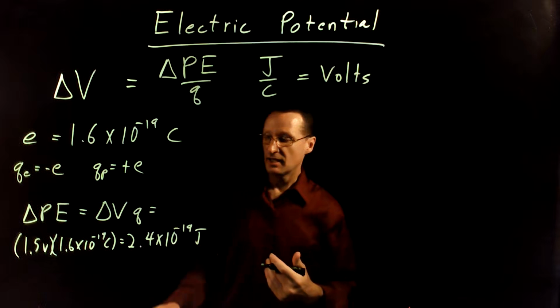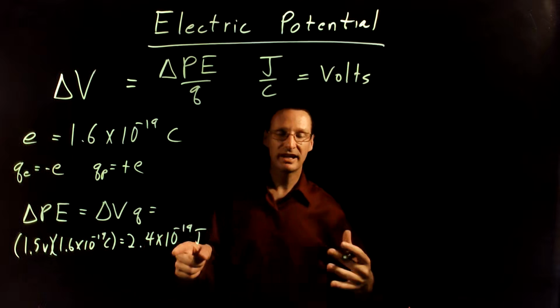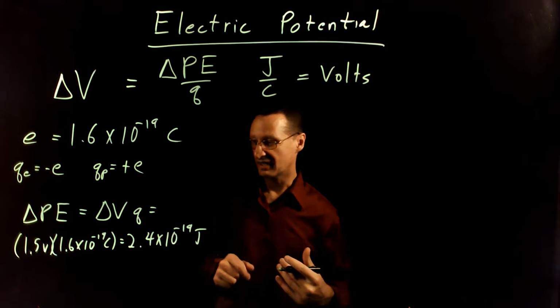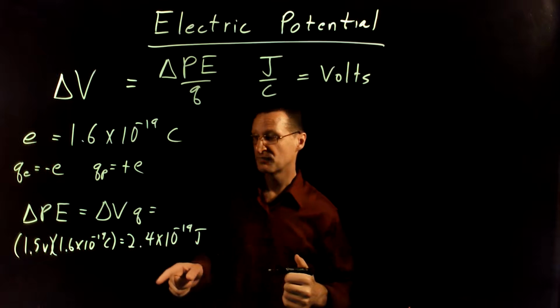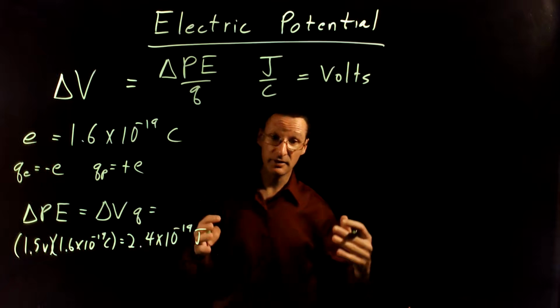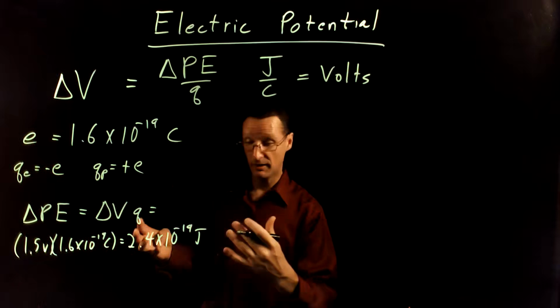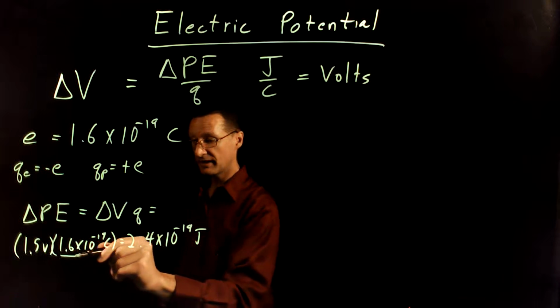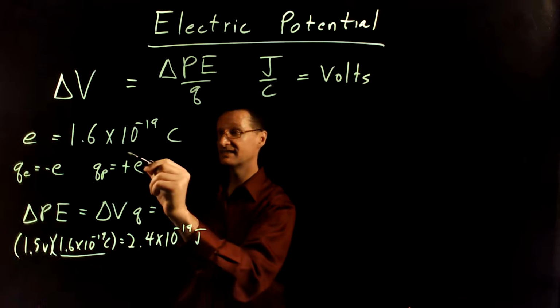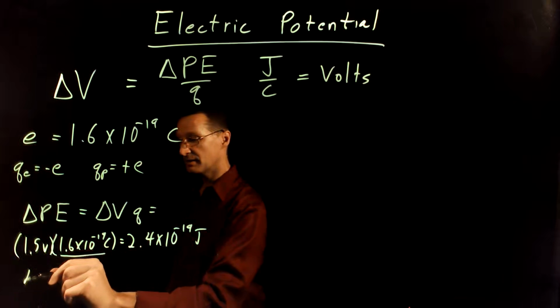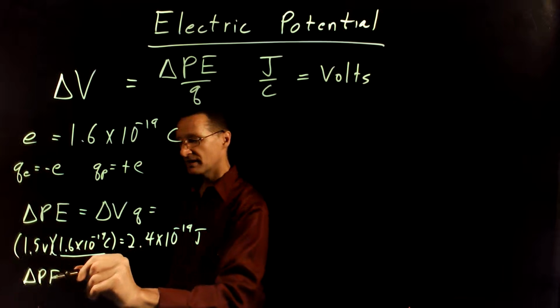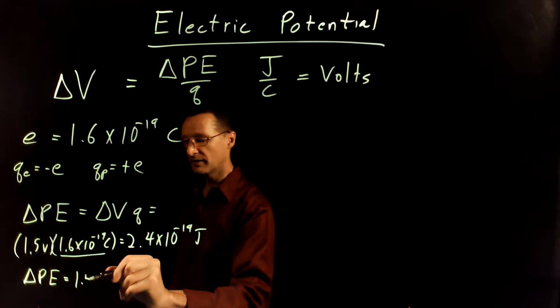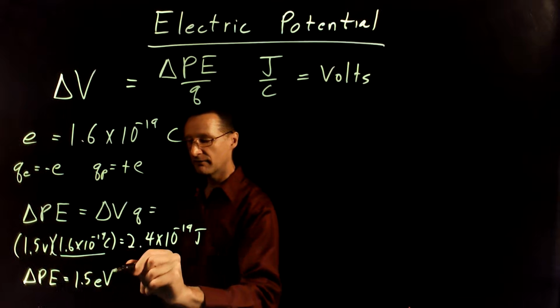Okay, that's interesting, but these numbers are going to be incredibly tiny. So this is actually not always the most useful unit. Oftentimes, because electrons are the ones that are moving so often, we don't simplify this part and we just leave it as e. And so we say the potential energy difference is just 1.5 electron volts.